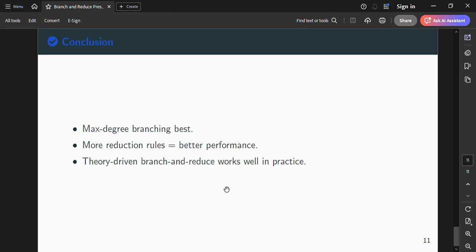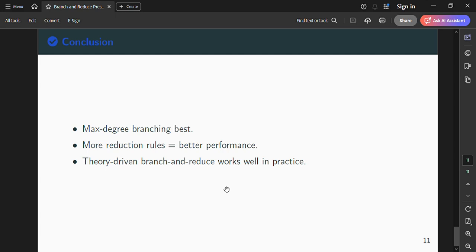Now coming to the conclusion, the key takeaways were basically: branching strategy matters. Maximum degree branching clearly outperforms satellite-based branching. The reduction rules matter obviously, and the more the better. The packing-based reduction introduced here gives significant practical benefits. The supposedly theoretical algorithms can be very competitive in real-world performance. This challenges the perception that theoretical advances only matter for asymptotics. Here, the sophisticated rule sets translate directly to better practical solvers.